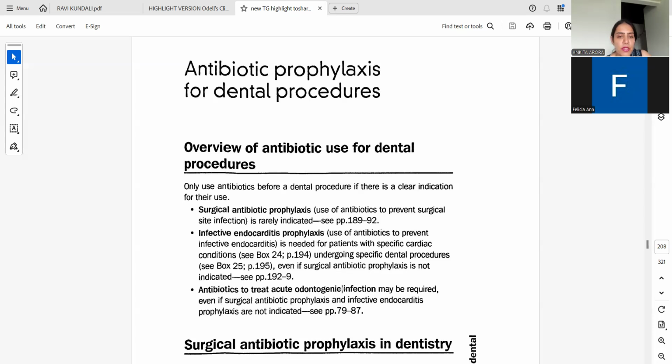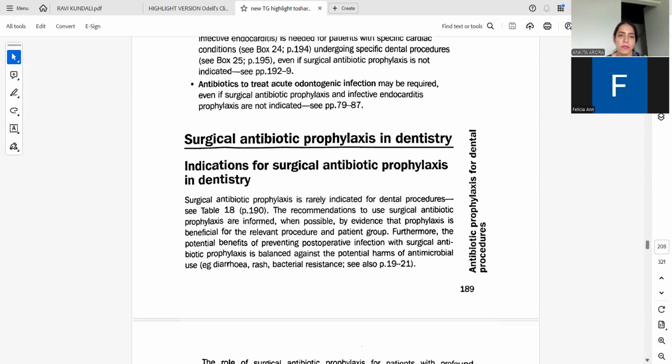And antibiotics to treat acute odontogenic infection may be required even if surgical antibiotic prophylaxis and infective endocarditis prophylaxis are not needed. So this is actually where the infection has happened. So this is to treat. It is somewhat of a misnomer. It shouldn't come as such under the prophylaxis part. So this we have already covered in the previous spreading infections and dental infections without systemic involvement, all those categories.